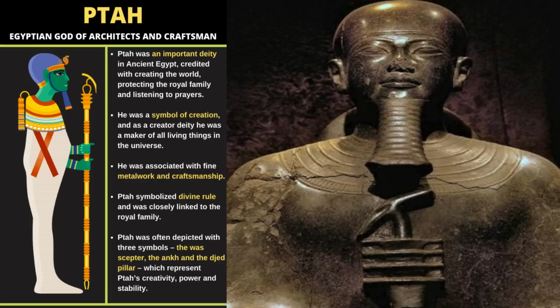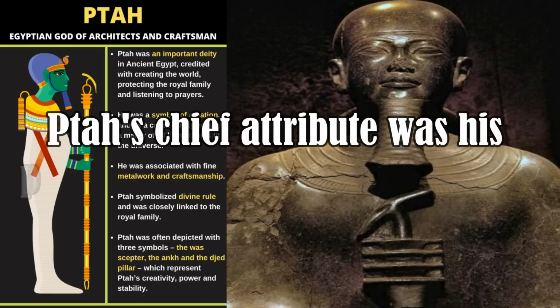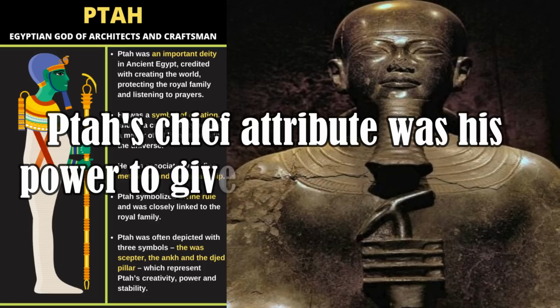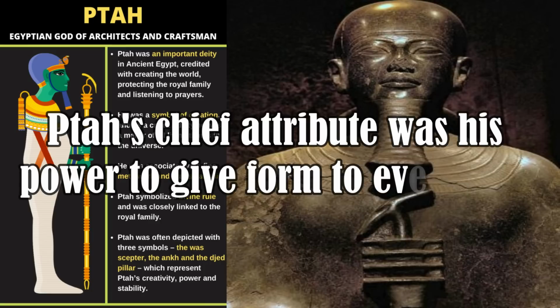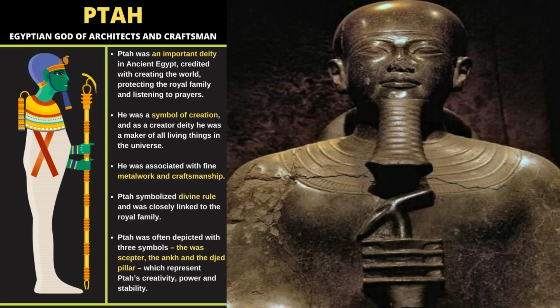Ptah's chief attribute was his power to give form to everything. Now we're in a realm where we create as we speak. Ptah is associated with the mouth. I've done many videos on this in the last four or five weeks, so please check them out in regard to atmospheric memory and the magic of spell casting, because Ptah is linked to that. Now he's also connected to creating things.